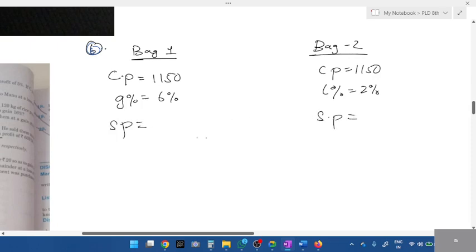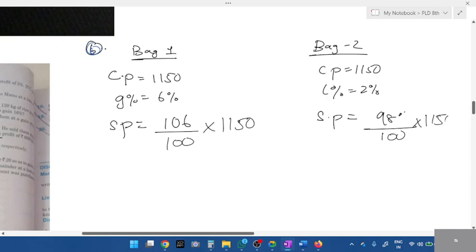What's the formula for selling price? 100 plus gain percent. 100 plus 6 is 106 divided by 100 into 1150. Next, for this one, 100 minus 2%. Is it 2 or 4% for bag 2? Okay, 98. 100 minus 2 is 98 divided by 100 into 1150. Be quick. We'll solve only one question.